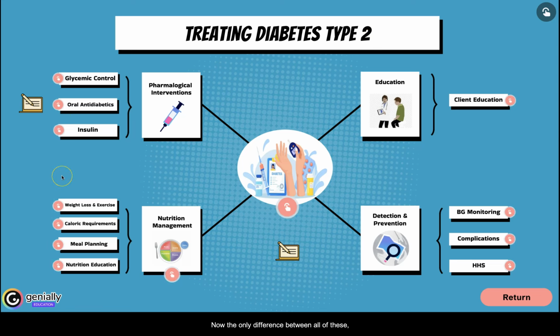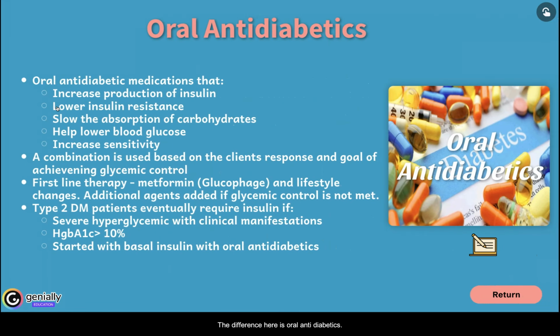Now, the only difference between all of these, because remember we talked about type 1 diabetes, the difference here is oral anti-diabetics. Remember we said we cannot treat type 1 with oral anti-diabetics because they have no insulin, right? In type 2 diabetics, they either don't have enough insulin, their cells are resistant, or their cells have a decreased sensitivity to the insulin. Even though they connect, they don't produce the same effect. That's decreased sensitivity.